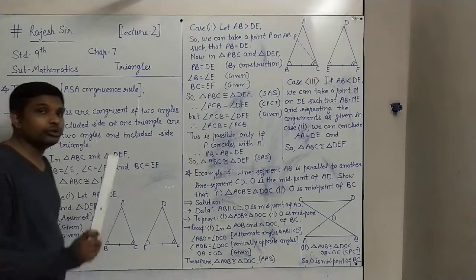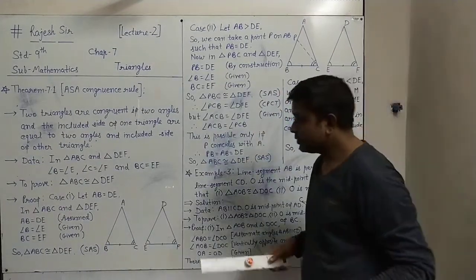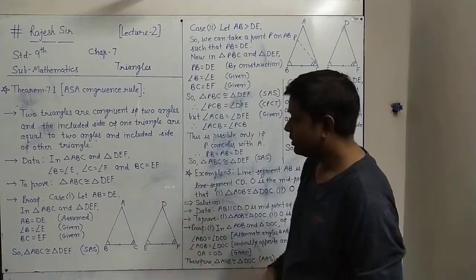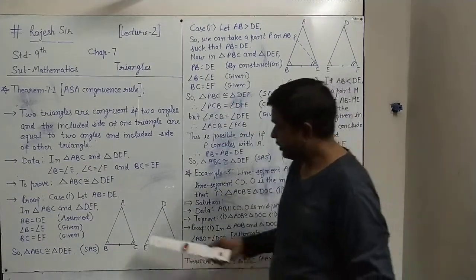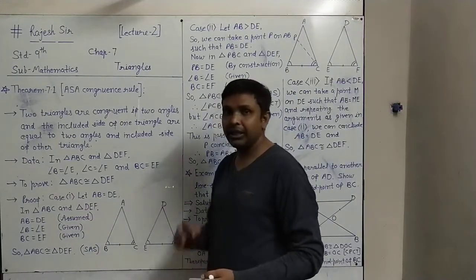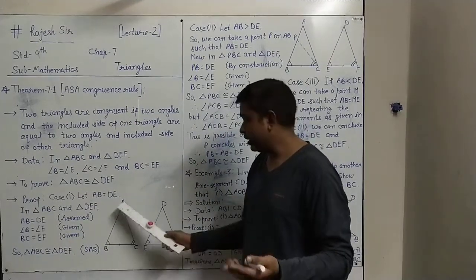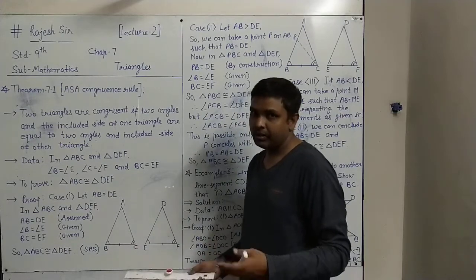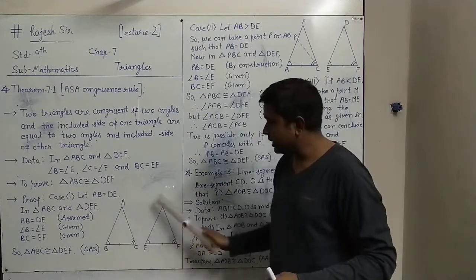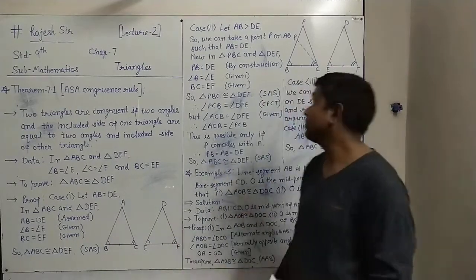So in case 1, we took AB equals DE and obtained our proof. But it is not necessary that AB equals DE will be given to you. It is not given here; we have assumed. So if AB equals DE, we have proved. If AB is not equal to DE, then there are two possibilities: either AB is greater than DE or AB is less than DE. So we take case 2 as AB greater than DE. Let the length of AB be greater than DE.